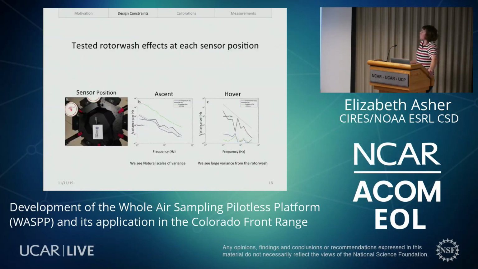And we basically, for each sensor position, for instance, on top of the UAV here, compared our measurements in flight to the negative 5/3 power law. And we can see that during ascending profiles, for instance, with this sensor placed on top of the UAS, we can make maybe reasonable measurements of temperature, relative humidity, and potentially pressure. But when we do a sustained hover, we're mixing up the air even further, and we see large deviations, peaks in the frequency spectra, as well as less variance than expected over the frequencies that we're measuring.